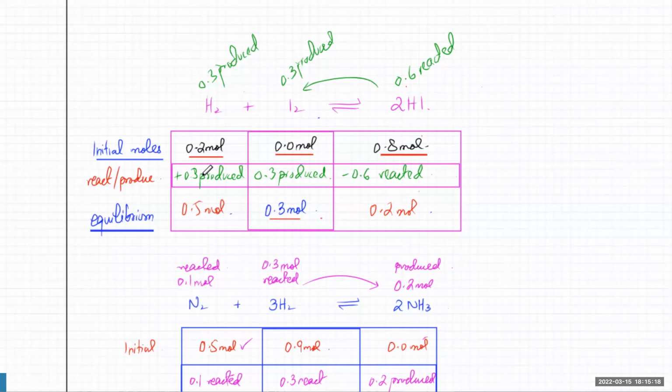So all you have to do now is remember equilibrium moles are going to be put into the Kc expression, and you'll find the value of Kc, which is going to be product concentration squared divided by H2 and I2 concentration. So it's going to be HI squared divided by H2 concentration and I2 concentration, right?